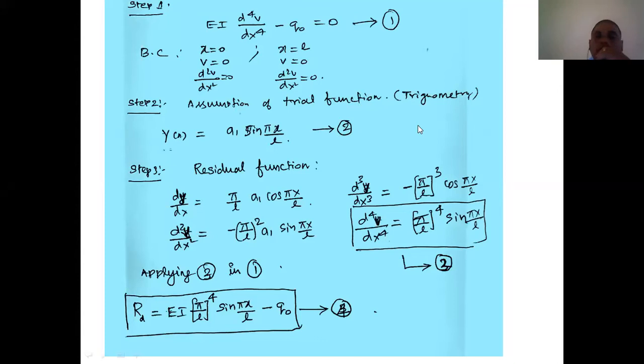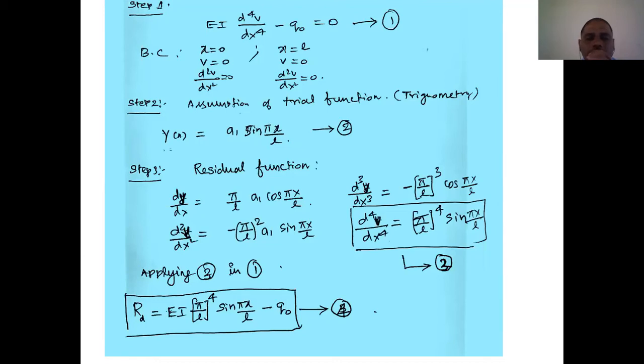Since the degree of the governing equation is high, it will be more apt if you choose the trigonometrical function. There are a few advantages in selecting this trigonometrical function.